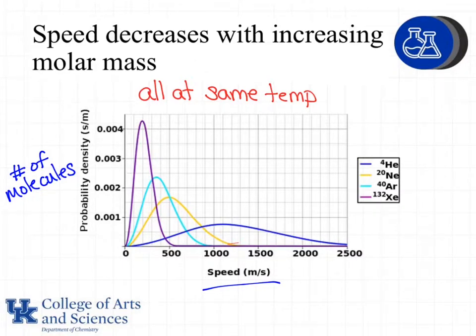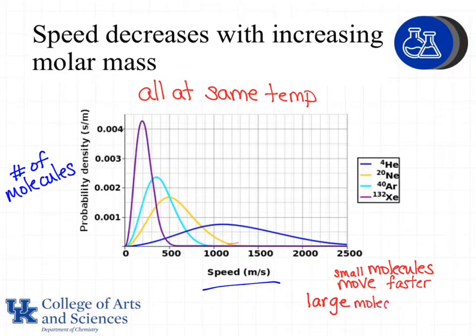The graph shows us four curves, and the legend shows us the identity of each of those curves. Notice that helium, the bright blue line, is the smallest of the molecules, or smallest of the particles, and it has the highest average speed. Xenon, which is represented by the purple peak on the left, has the lowest average speed and also the highest mass. And what we see from this is that small molecules move faster and large molecules move slower.